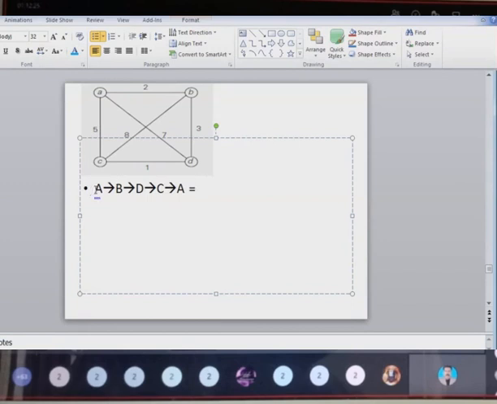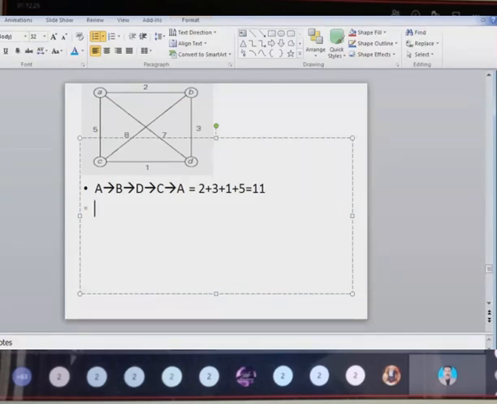Now the distance from A to B. What is the distance between A and B? 2. The edge value is the distance. That is 2, plus B to D, 3, plus D to C, 1, plus C to A, 5. What is the total distance? 11.